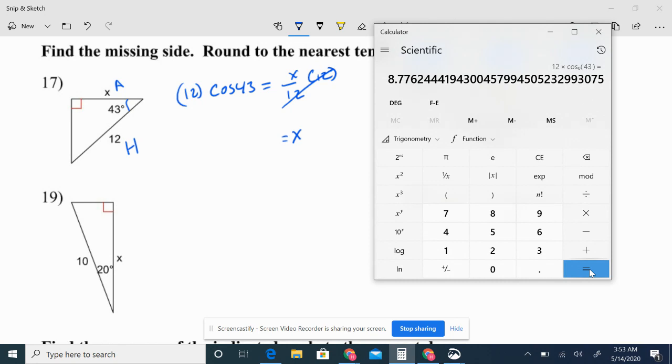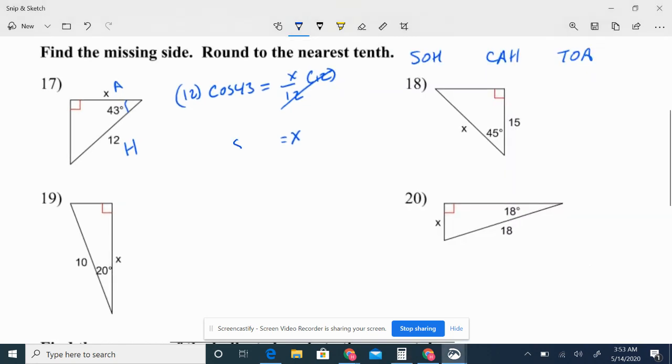It says rounded to the nearest tenth, one decimal place. So I'm going to call this 8.8. So x is equal to 8.8. When you type in the answer, just type in the number, just 8.8. You don't have to type in x equals, just 8.8.